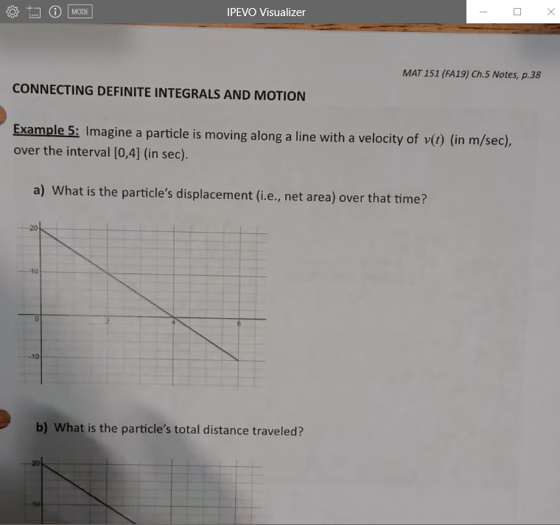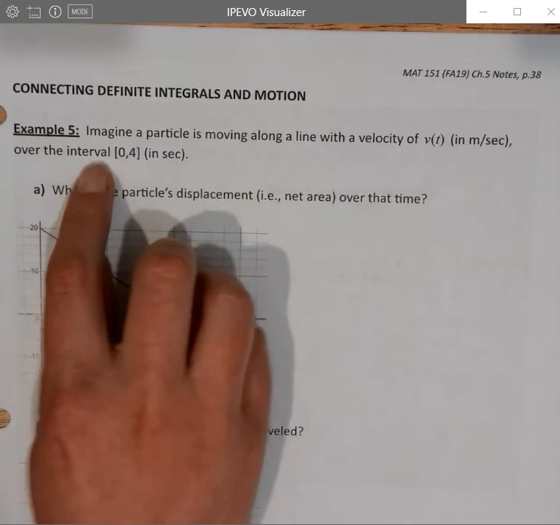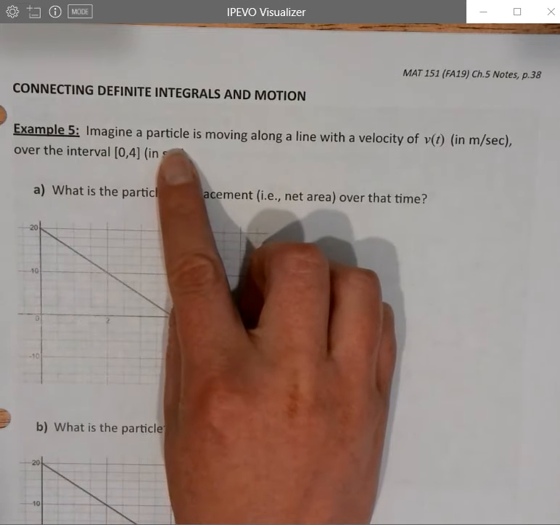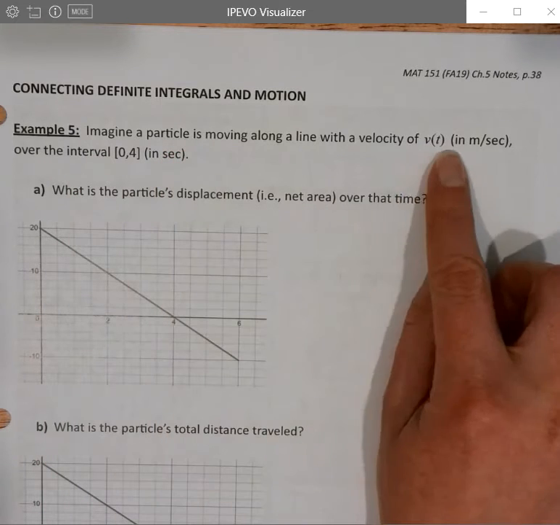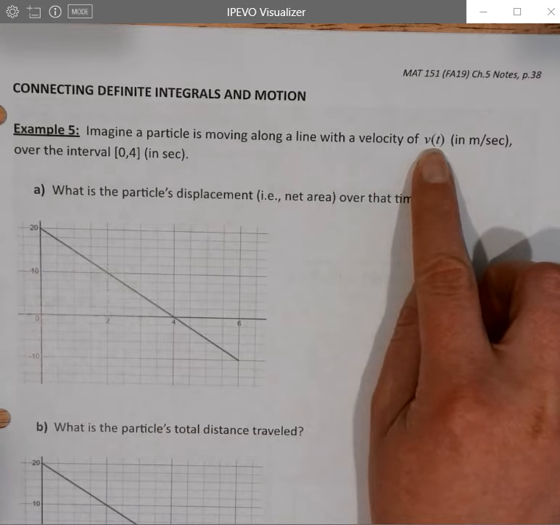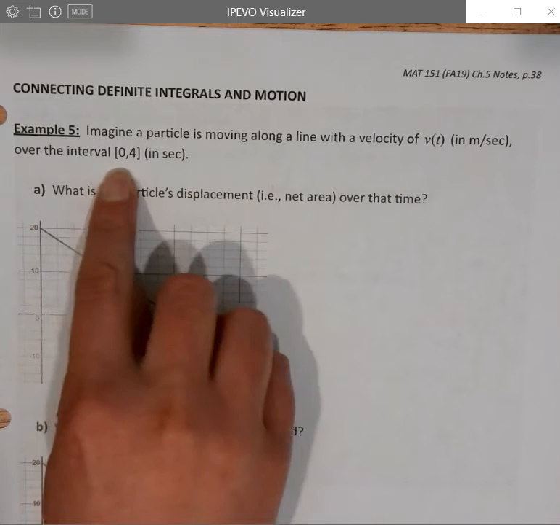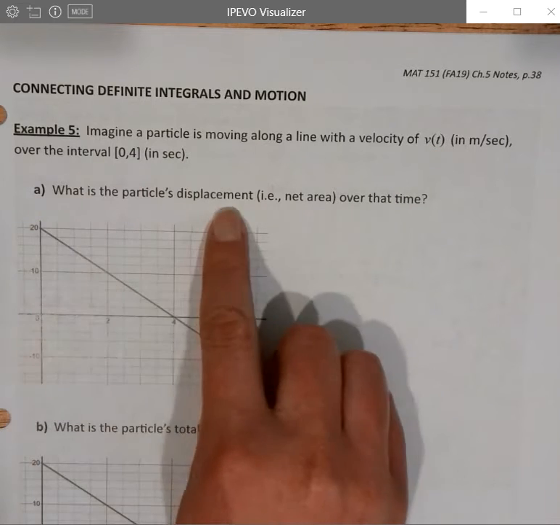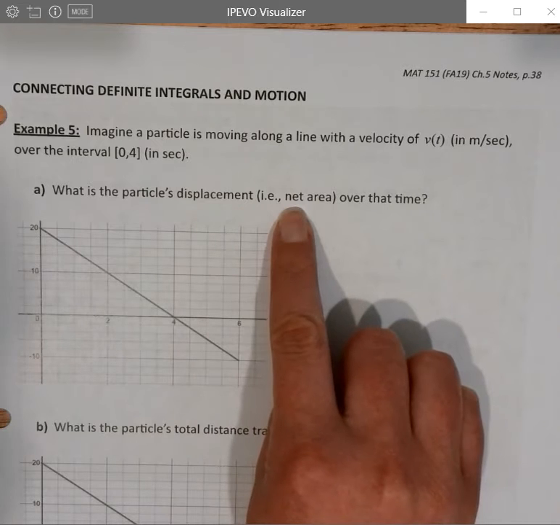Connecting definite integrals and motion. So we're going to start with imagining that a particle is moving along a line with velocity v of t over the interval 0 to 4 seconds. What is the particle's displacement, i.e. the net area, over this time?